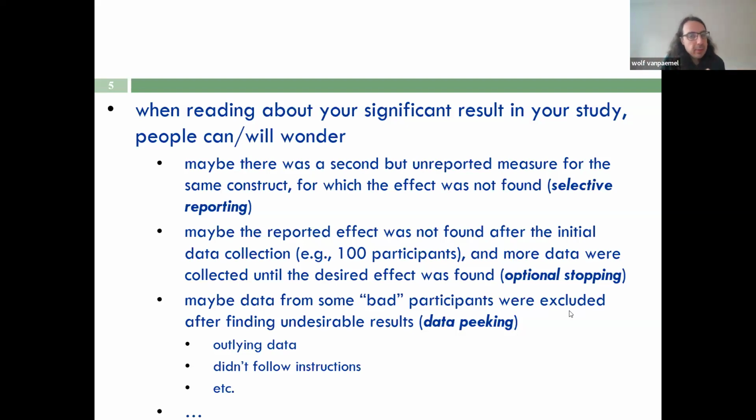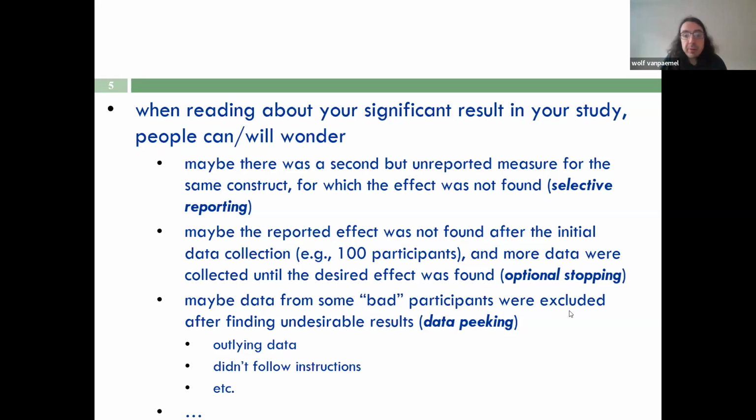Maybe not everybody is that critical, but especially given what has been happening the last 15 years, people are starting to become more critical about it, and will have these questions in the back of their mind, especially if they have other reasons to mistrust the result, if it's very counterintuitive or surprising. They will think maybe there is some exploitation going on, and maybe this is a higher than 5% chance of being a false positive. Maybe there was a second but unreported measure of some construct for which the effect was not found. Maybe your readers really don't know if they just read your paper.